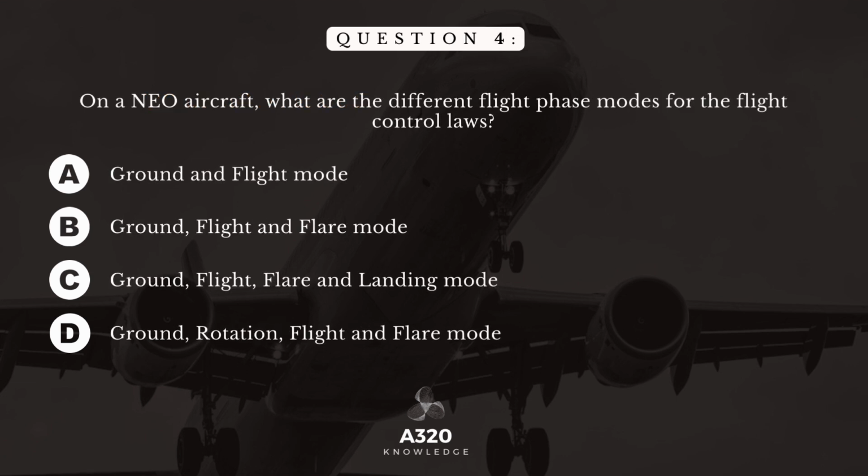Question 4. On a NEO aircraft, what are the different flight phase modes for the flight control laws? A. Ground and flight mode. B. Ground, flight, and flare mode. C. Ground, flight, flare, and landing mode. D. Ground, rotation, flight, and flare mode.